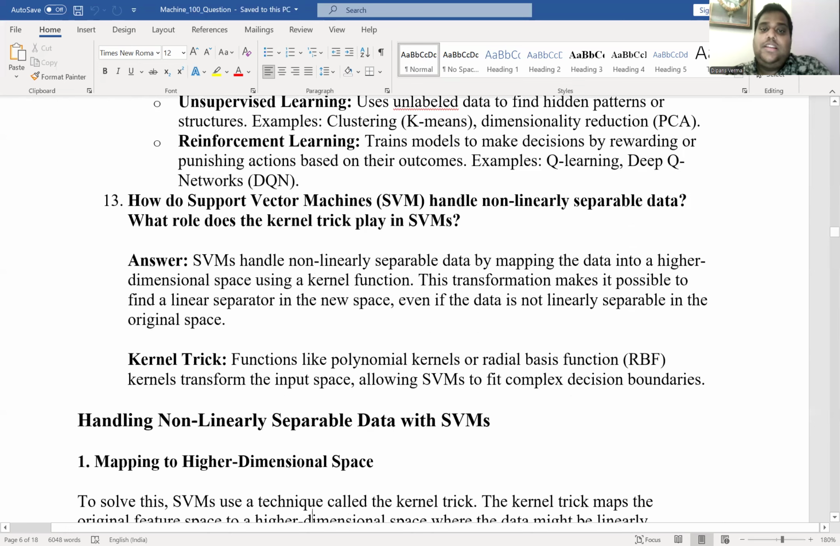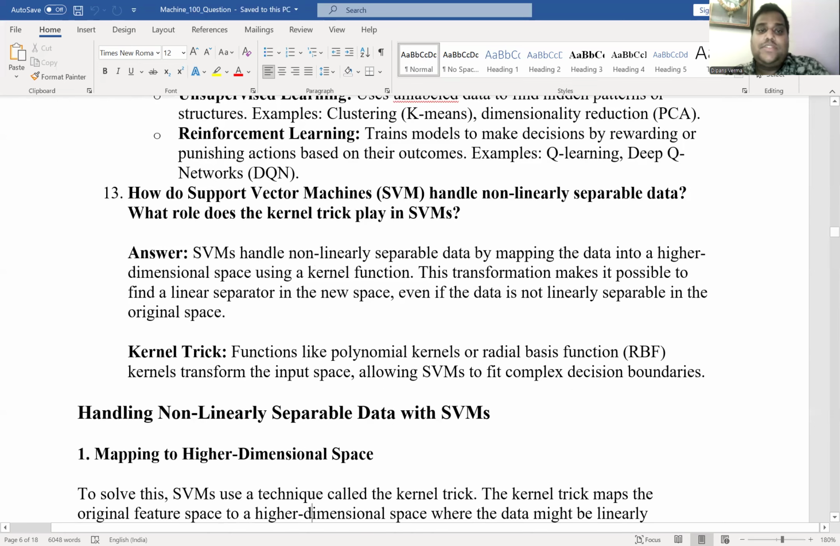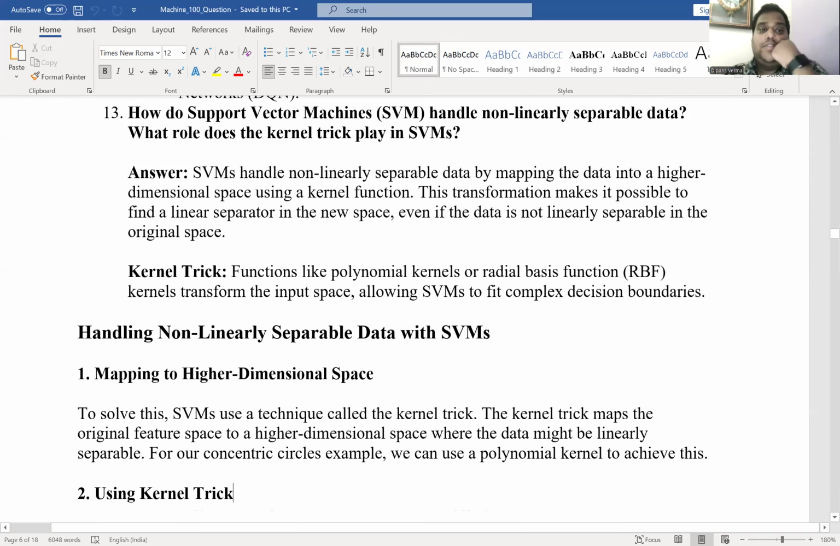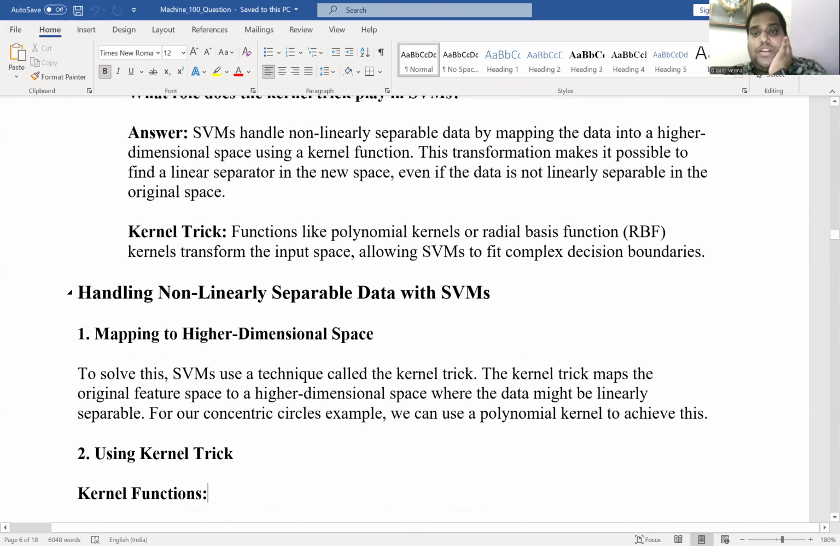SVM handles non-linearly separable data by mapping the data to higher dimensions using a kernel space. The transformation makes it possible to find a new space where the data can be separated, even if it is not separable in the original space. Functions like polynomial kernels or radial basis function kernels transform the input features, allowing SVM to fit complex decision boundaries.